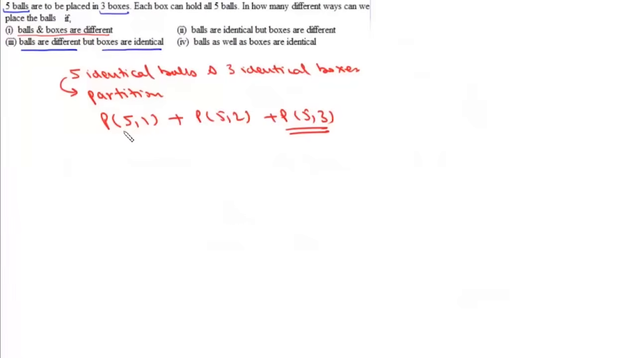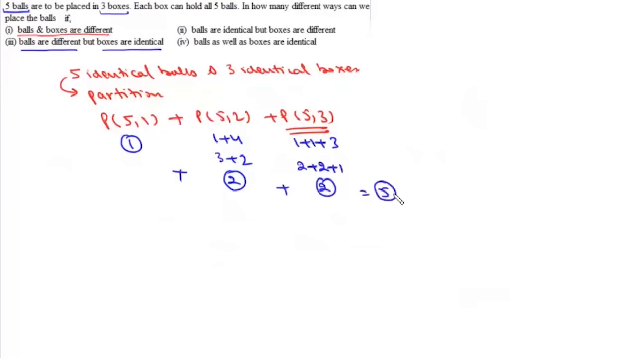Now in how many ways can we partition 5 in 1? There is only one way. Now what about 5 in 2? Now 5 in 2 can be either 1 plus 4 or 3 plus 2. So there will be 2 ways, and 5 in 3 will be 1 plus 1 plus 3 or 2 plus 2 plus 1. So we have 2 ways here. So the total number of ways will be simply 5. So we can distribute 5 identical balls in 3 identical boxes in 5 ways.